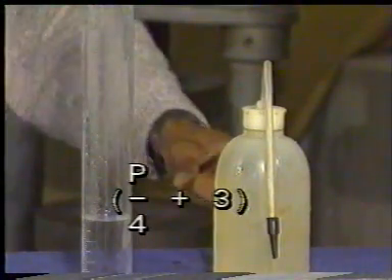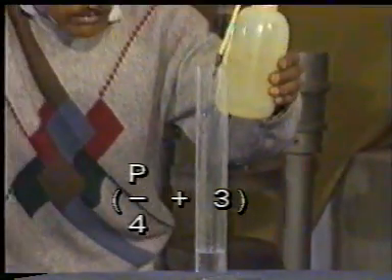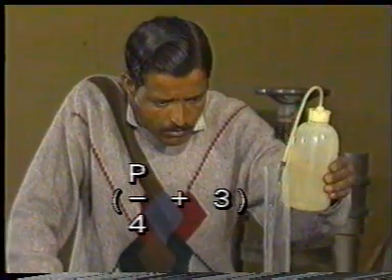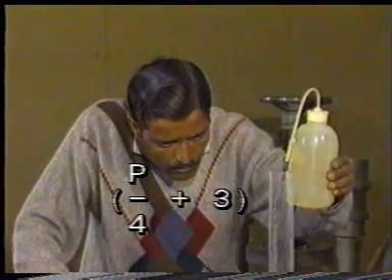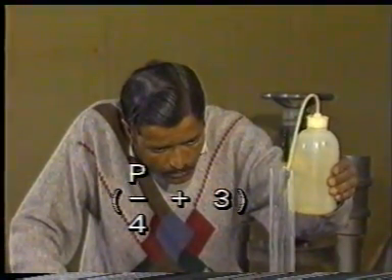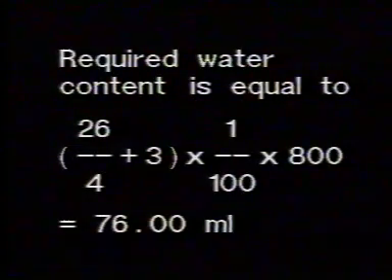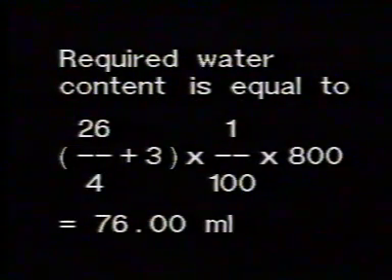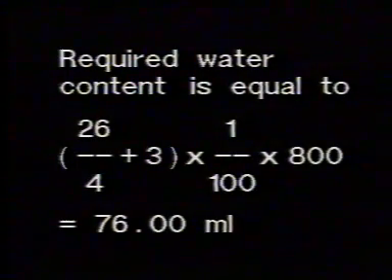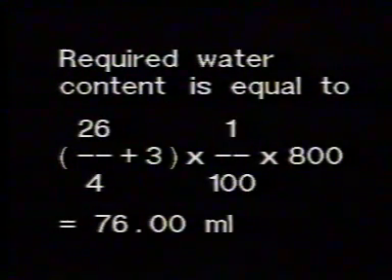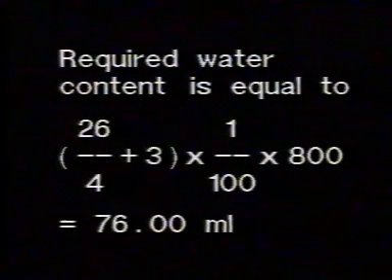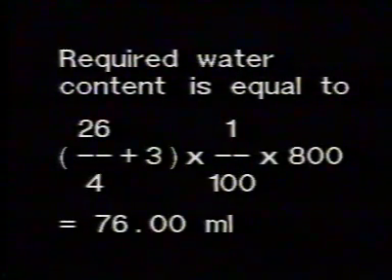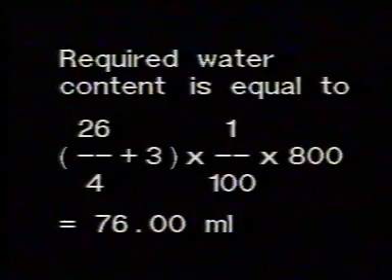Now measure water equal to P divided by 4 plus 3 times the combined weight of cement and standard sand measured. Therefore, the required water content is equal to 26 divided by 4 plus 3 multiplied by 1 over 100 multiplied by 800, which is equal to 76 milliliter, where 26 is the normal consistency of cement and 800 is the combined weight of cement and sand.